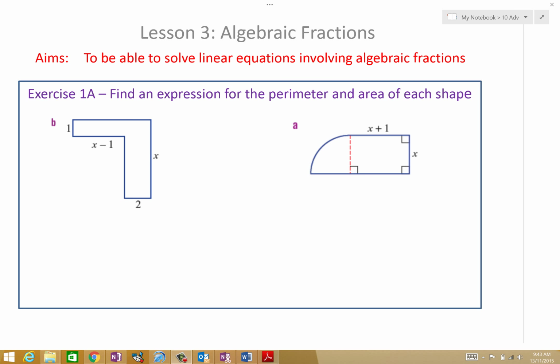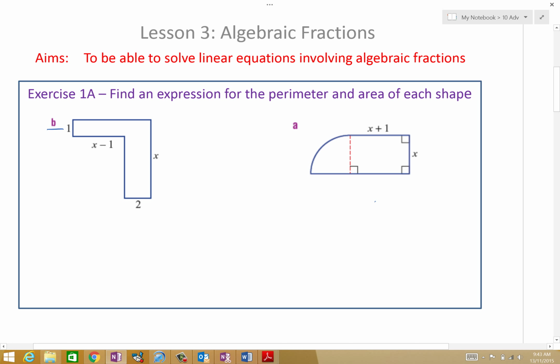Alright, so in this lesson, I'm just going to go through some algebraic fractions. In the last class, we went through a really tough one, didn't we? We went through pretty much the hardest one you could do, so it only gets easier from here. But first of all, we could be asked to find an expression for the perimeter and area of each of these shapes. Now, let's have a look at this shape here.